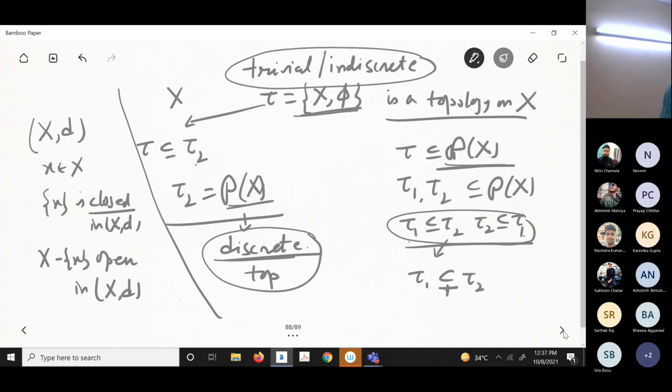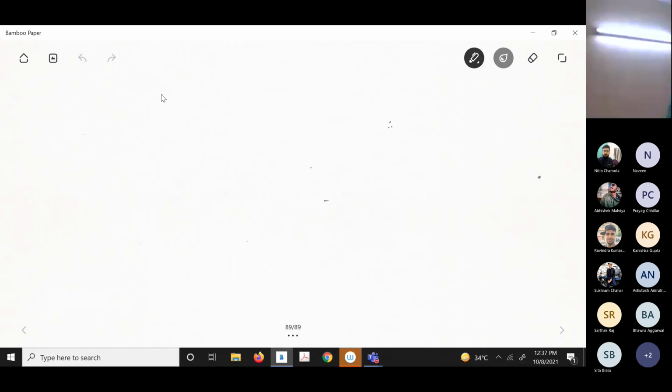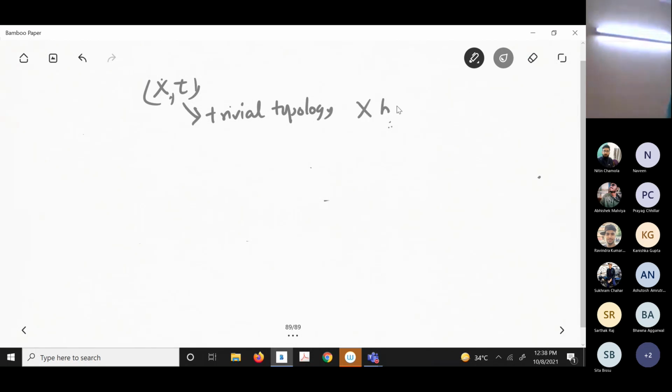Okay. Now you see that here. Suppose you have this. Tau is trivial topology. And also assume X has more than one point, that you need. Look, if X has only one point, there will be only one topology, trivial topology. Understand? So more than one point. X has more than one point. Okay. Now look, if I take, that means it has at least x, y in X.